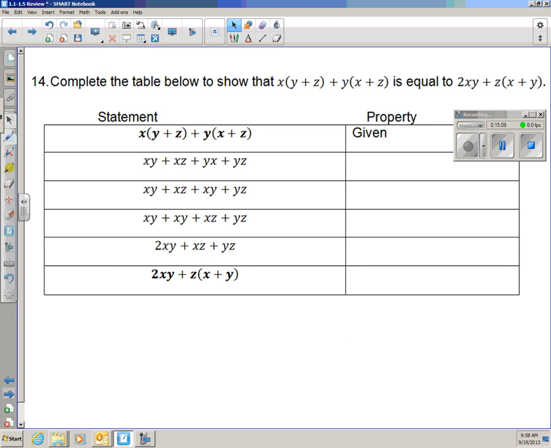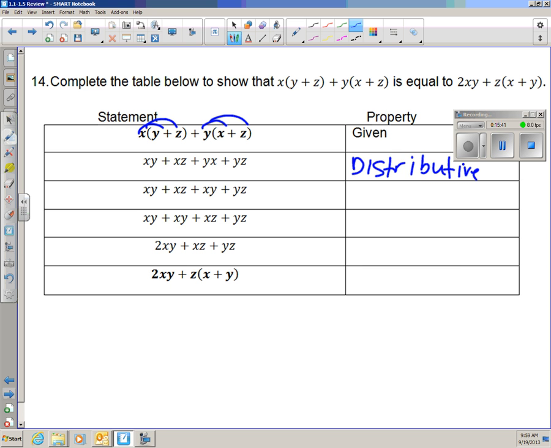Okay. Next, we've got a proof to complete the statement. So we want to show that x(y plus z) plus y(x plus z) is equal to 2xy plus z(x plus y). The first step was given. The second statement, how do we get xy plus xz plus yx plus yz? Well, hopefully you realize that the parentheses went away, so we basically used the distributive property. That's how we did that.